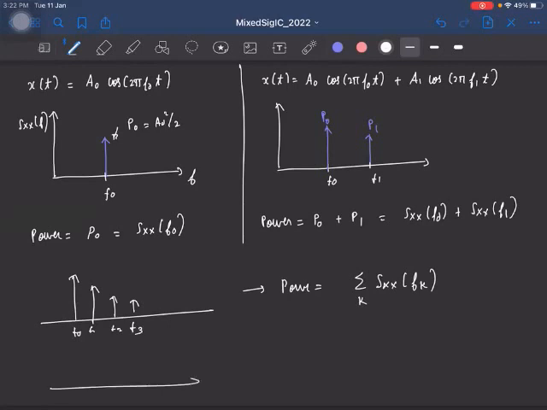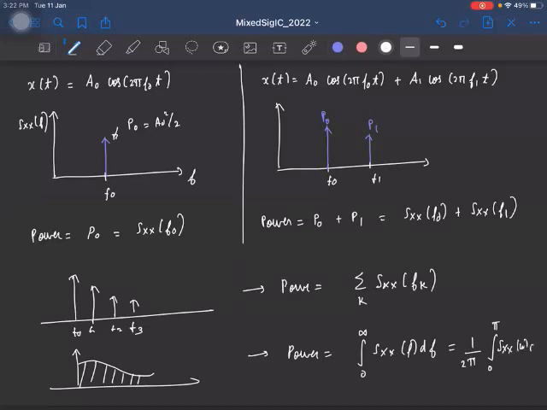But now, instead of these impulses, let's say we have a continuum of frequencies. Which means what will be the power now? The summation is going to become an integral, right? Because this is now a continuous function. So this will be the integral of the power spectral density from 0 to infinity. Right? Similarly, in the discrete time, we can prove that this will be 1 by 2 pi integral from 0 to pi of the power spectral density.